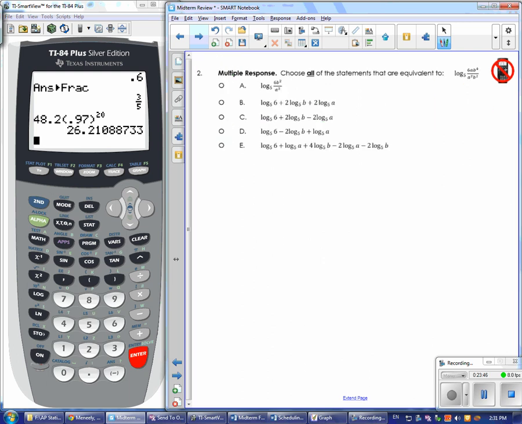Number 2 kicks it up a notch. And this is going to be more like what you would expect to see on the honors exam. Let me rewrite it again so it's a little bit bigger. So we have the log base 5 of 6ab to the 4th over a squared b squared. So the first thing I might want to do is rewrite it as a simplified expression. So I'd have the log base 5. There's nothing I can do to simplify the 6, so I'm going to keep the 6 on top.